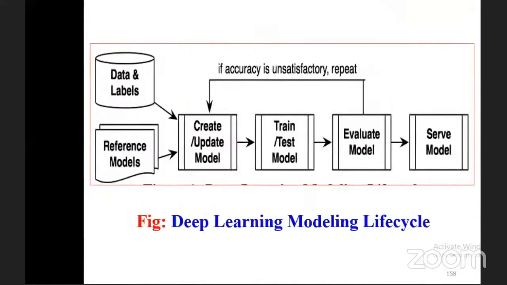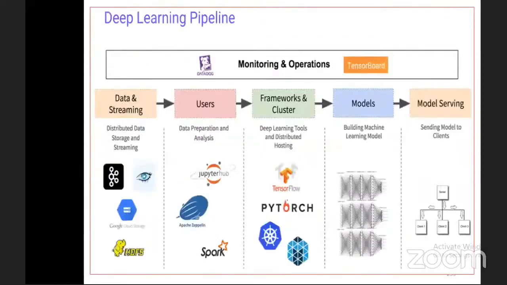So deep learning modeling: data and labels and reference models, create and update models, train and test models, evaluate models, serve models, etc. In the deep learning pipeline, for data streaming purposes, we are using various data tools like HDFS, Cassandra, etc. Even Pig programming we are also using under data streaming programming language. Audio, video, text, graphics, unstructured data, the Pig programming language can handle very easily. It is a data flow language. Then for data preparation and analytics, we are using Jupyter, Apache Zeppelin, Spark. For frameworks and clustering, we are using PyTorch, TensorFlow, Sklearn, and Keras. These are the deep learning frameworks we are using.